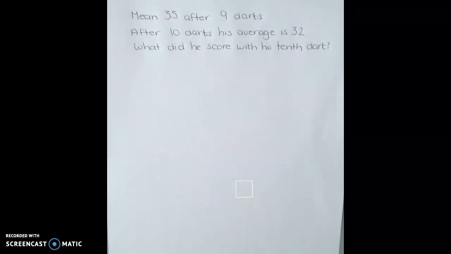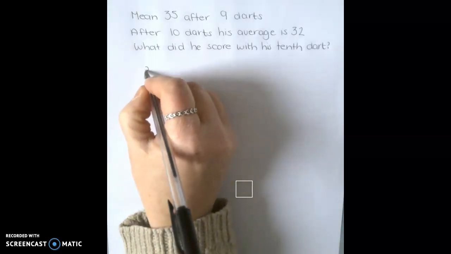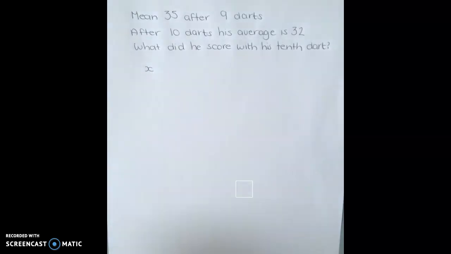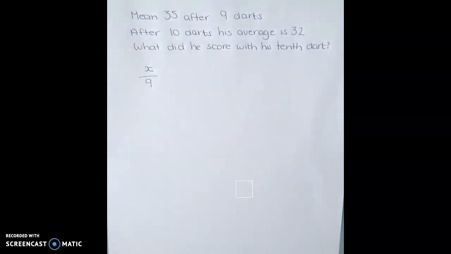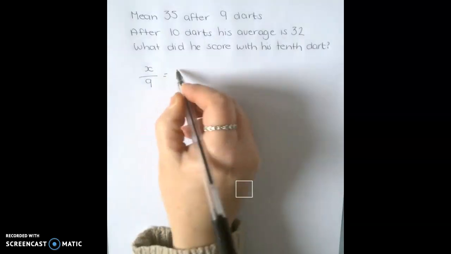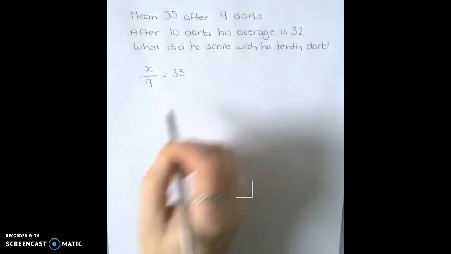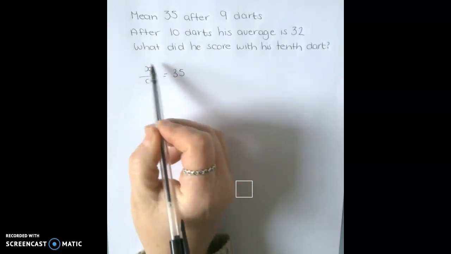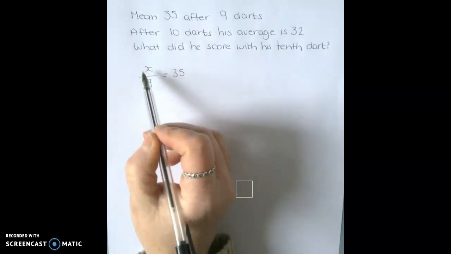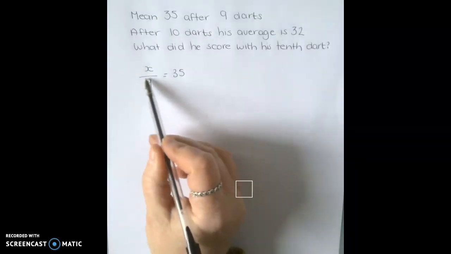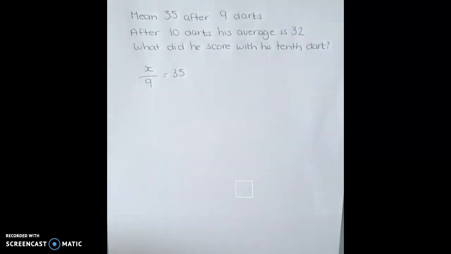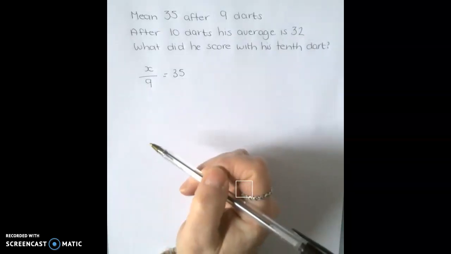So in this case, we know that something, let's call it x, divided by 9, because that's how many darts were thrown, equals 35. So his total score after 9 darts is what is represented by x. The 9 is the number of darts that he threw, and the 35 is the mean.